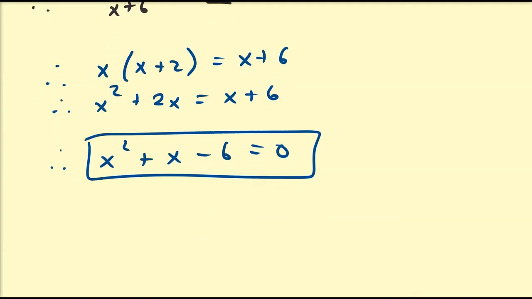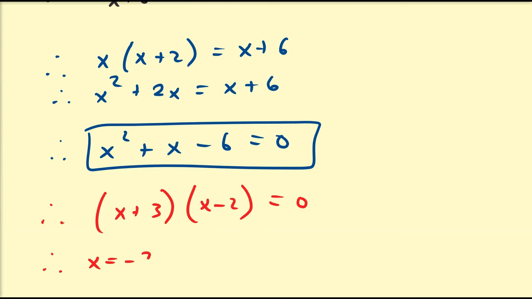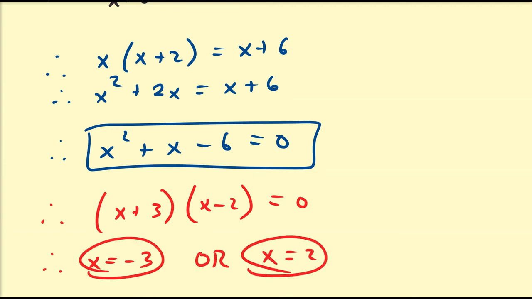Alright, so we have one of these equations, not too scary. So we can factor that. That's just going to be x plus 3 times x minus 2 must be equal to 0. So that means x must be equal to negative 3, or x must be equal to 2.